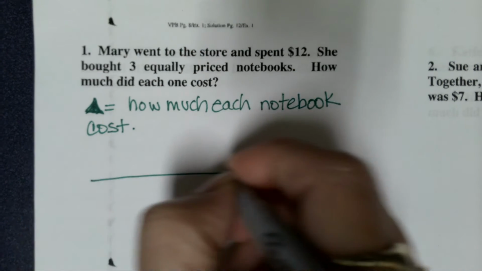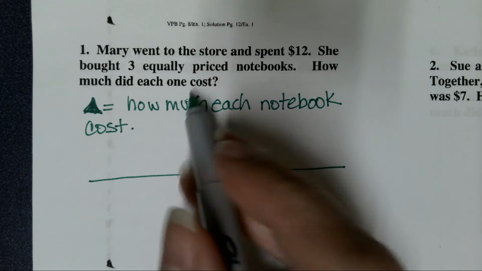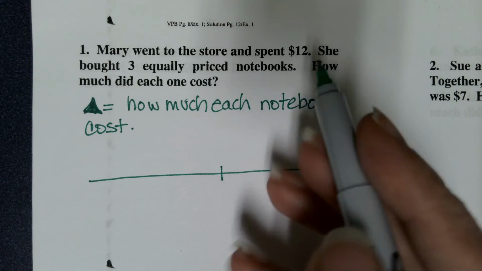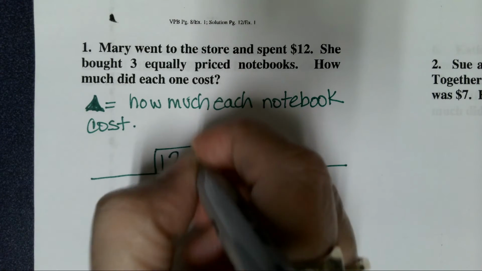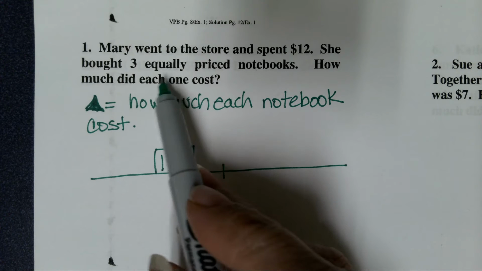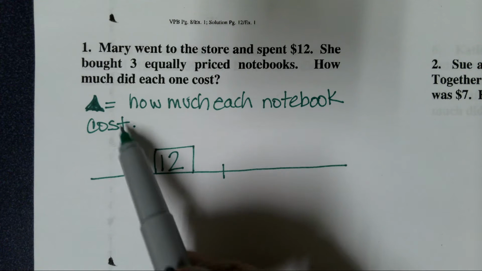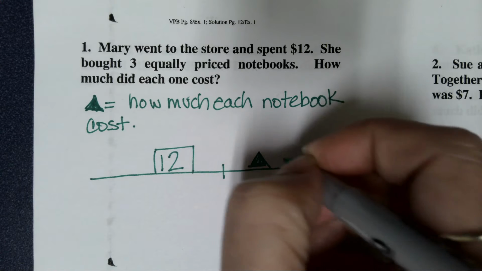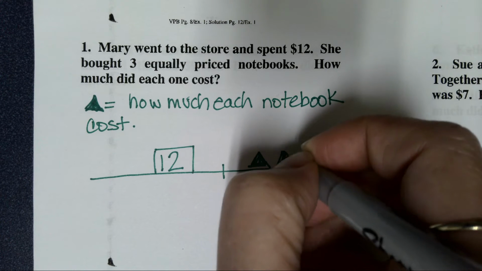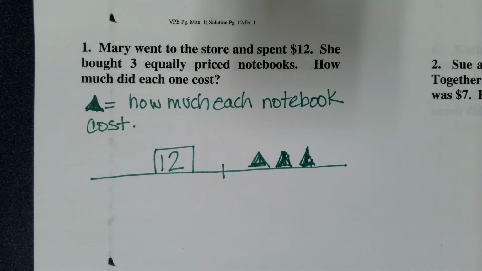I'm going to draw my balance. Mary went to the store and spent $12. So that's the total that she spent. She bought 3 equally priced notebooks. So if a pawn is how much each notebook cost, we have 3 notebooks. So we have 3 pawns. How much did each one cost?